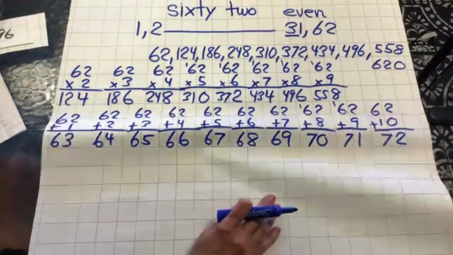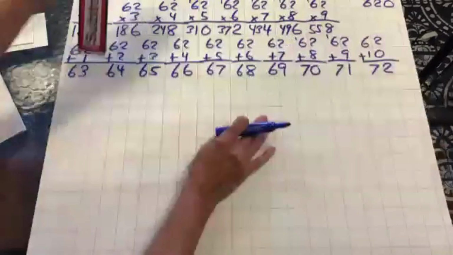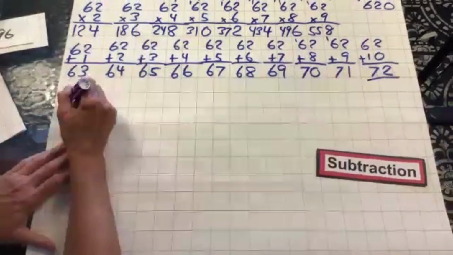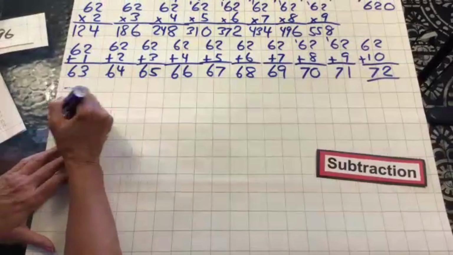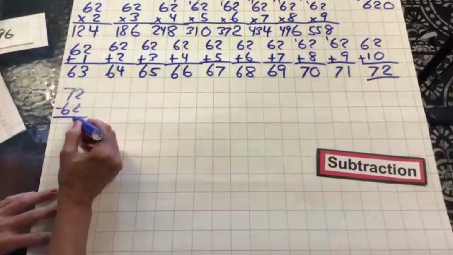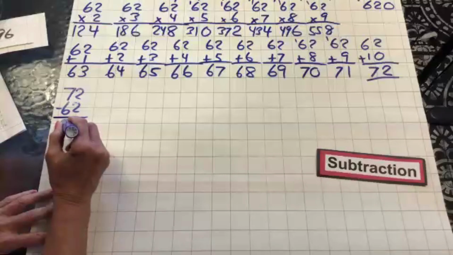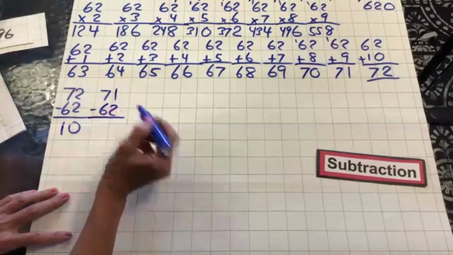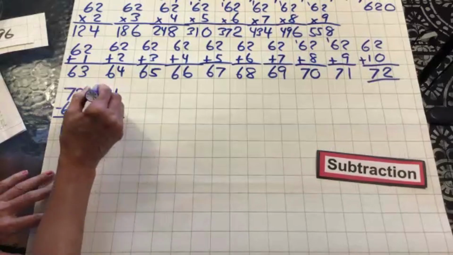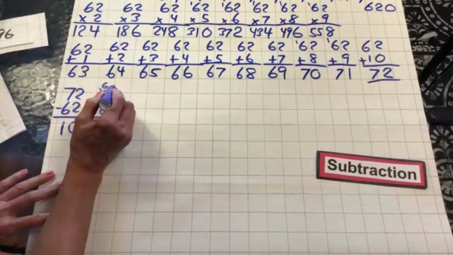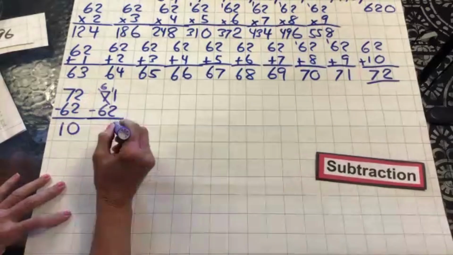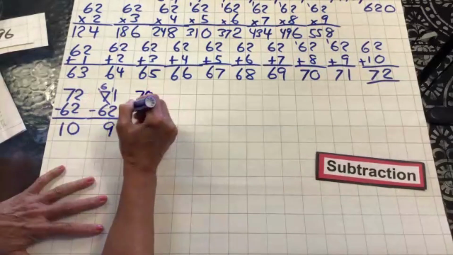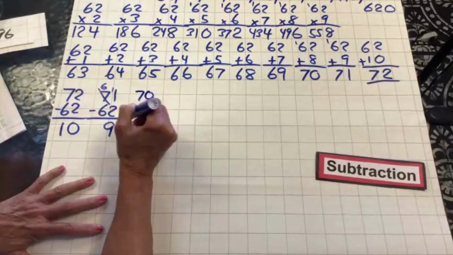All right, we're ready to move on to subtraction. So using our last sum right here, we're going to start with that one, 72 minus 62. 2 minus 2 is 0. 7 minus 6 is 1. Then we drop down to 71 minus 62. 2 from 1 cannot do. Borrow from the 7, leaving 6, making that 11 minus 2 is 9. 6 minus 6, nothing. 70 minus 62.